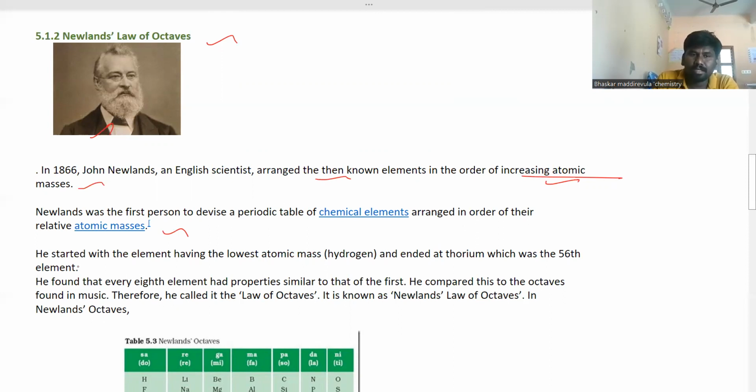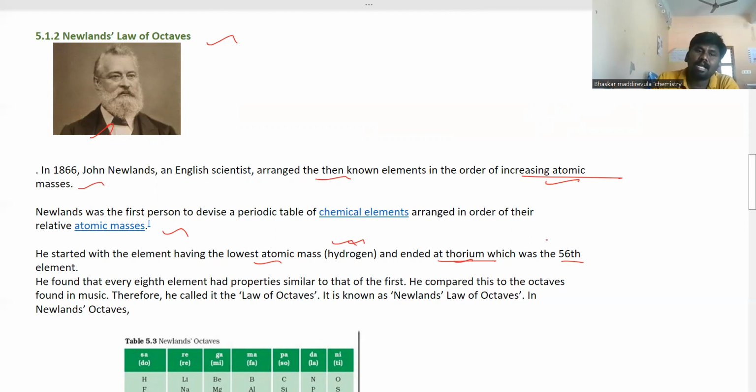Next, he started with the element having the lowest atomic mass, that is hydrogen, the lightest element, and ended with thorium, the 56th element. So only 56 elements, from hydrogen to thorium. He arranged the elements in increasing order of atomic masses, started with hydrogen and ended with thorium, the last element known at the time.